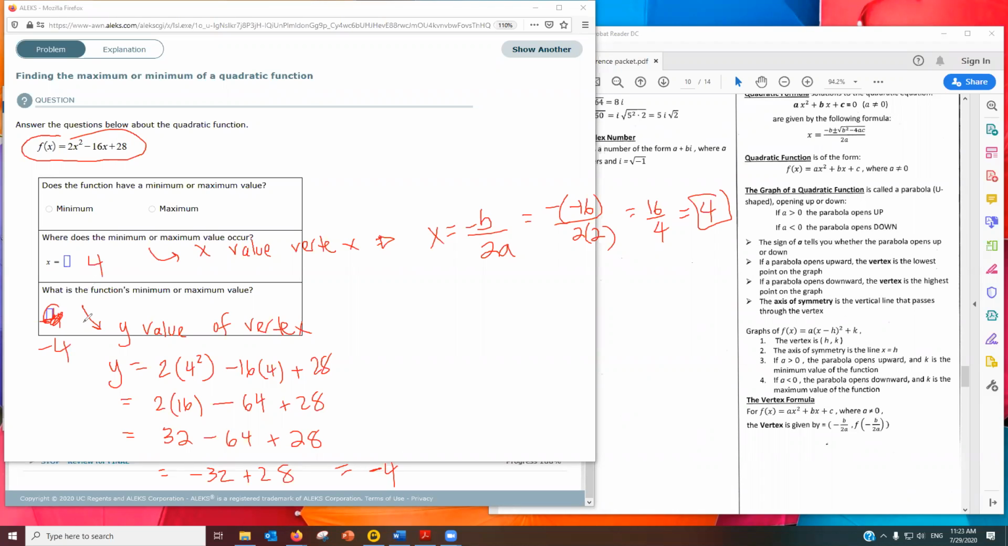The x value here was positive 4. So the vertex is at 4, comma negative 4. And we know this graph opens up. So if I was just to sketch a graph out of it, I would come over here to 4, negative 4. Here's the vertex. And this graph opens up something like this.